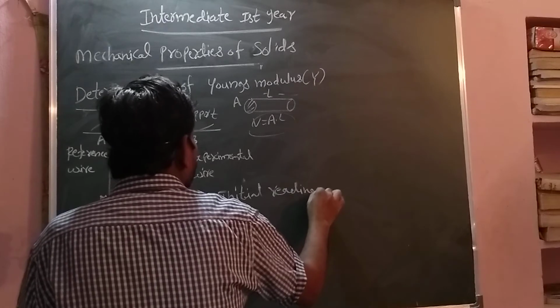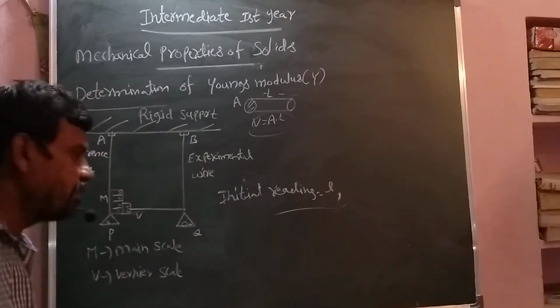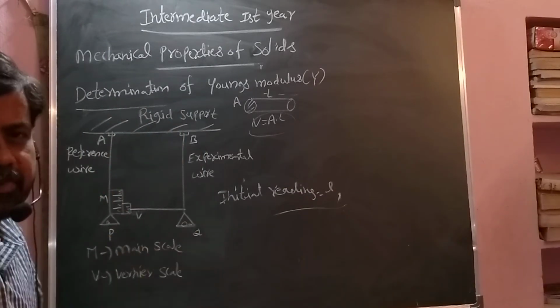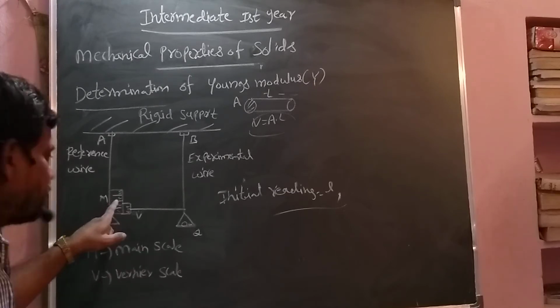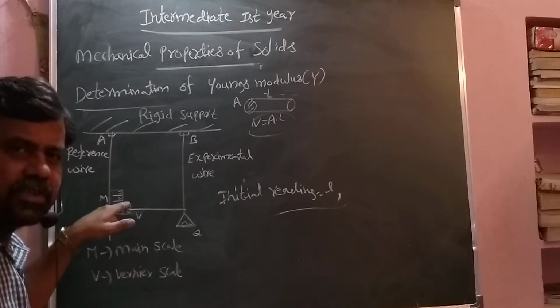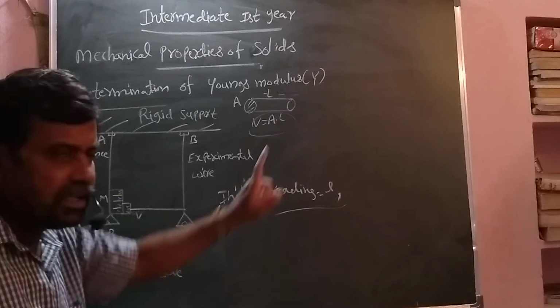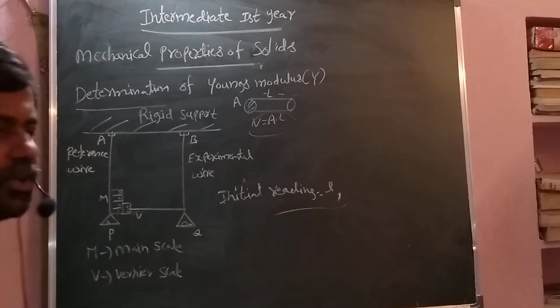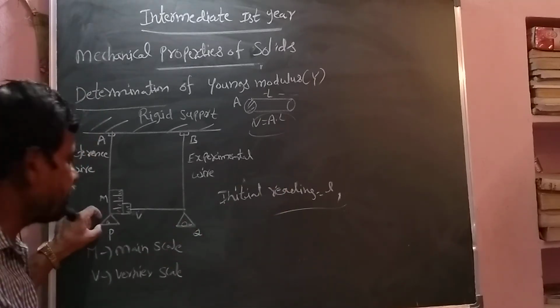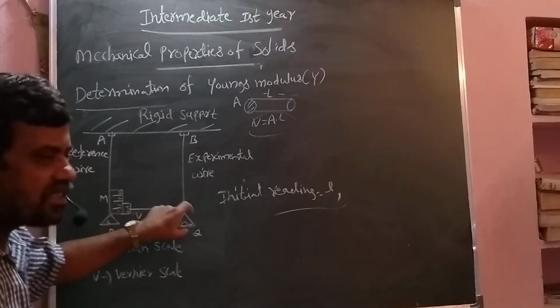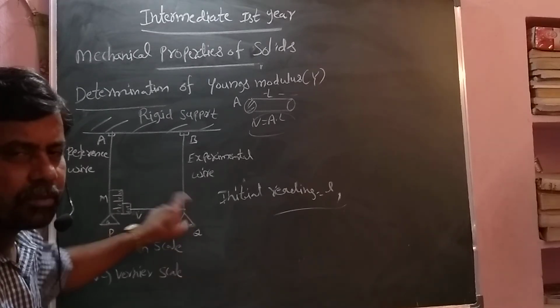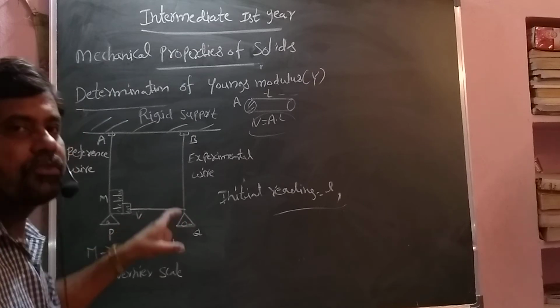L1 is when equal weights are introduced here and here. What is the MSR and what is the VSR? MSR plus VSR into LC, that is how we get L1. Next time we are going to change. For example, here 100 grams of weight, and here 300 grams introduced. What is the variation between here and here? 200 grams. So for the corresponding 200 grams, I want to find the elongation.